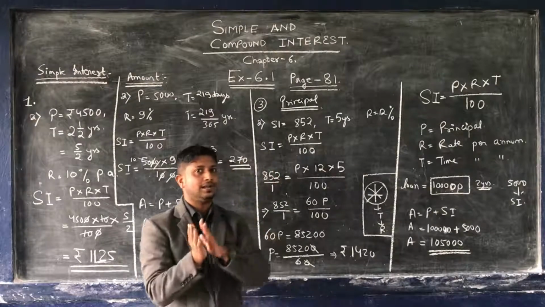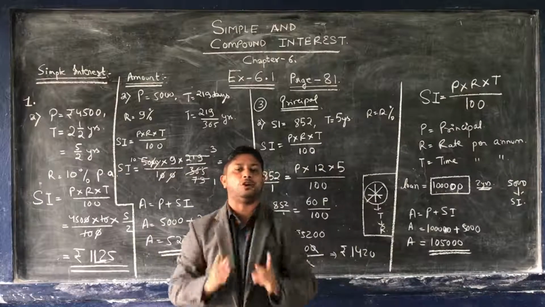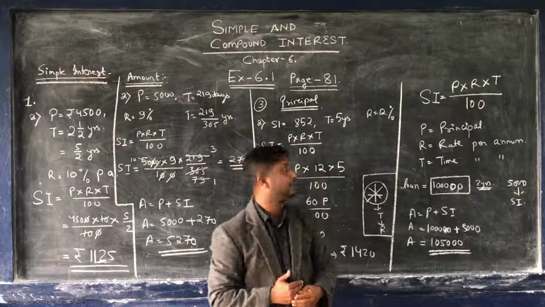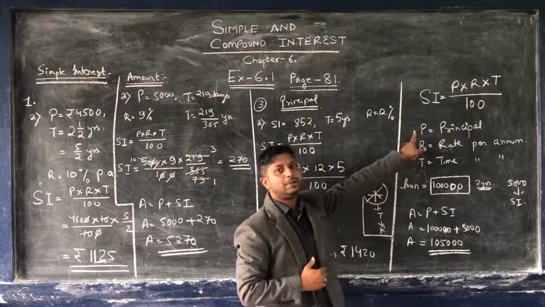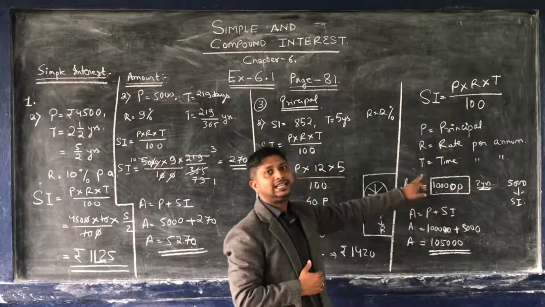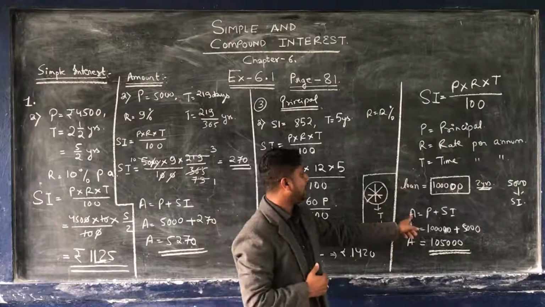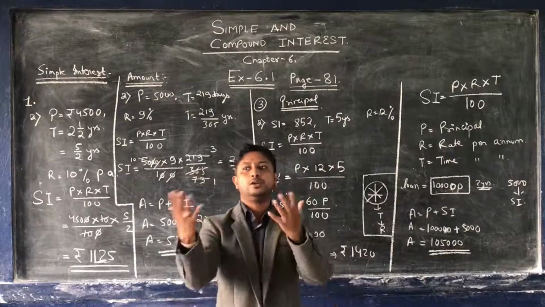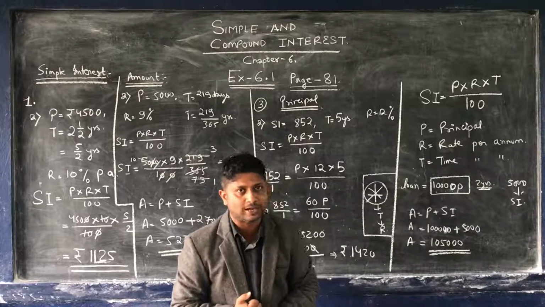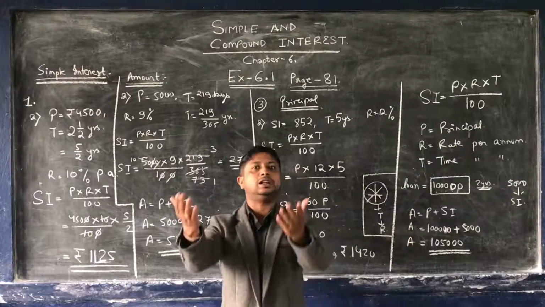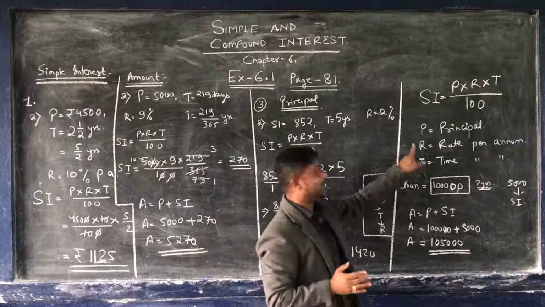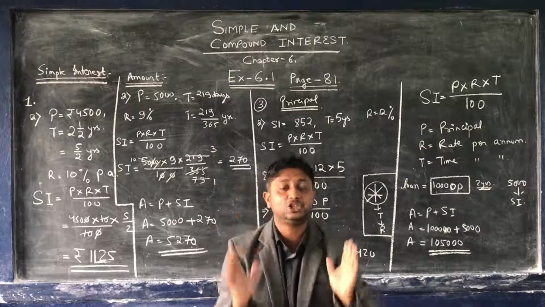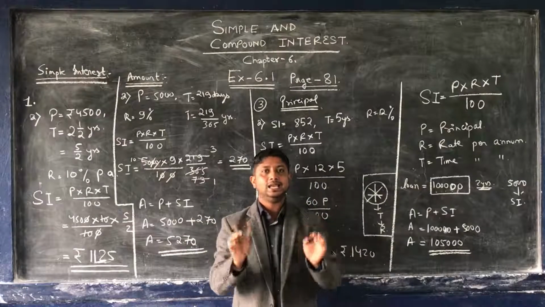Okay. Now, simple interest, as you know, has one single formula to calculate it. SI equals P into R into T by 100, where P stands for principal, R stands for rate, T stands for time, and A stands for amount. P is the principal amount, the loan or the money that we have borrowed from someone, and A is the amount that we return back. R is the rate of interest and T is the time per annum. Remember, time has to be calculated always in years.